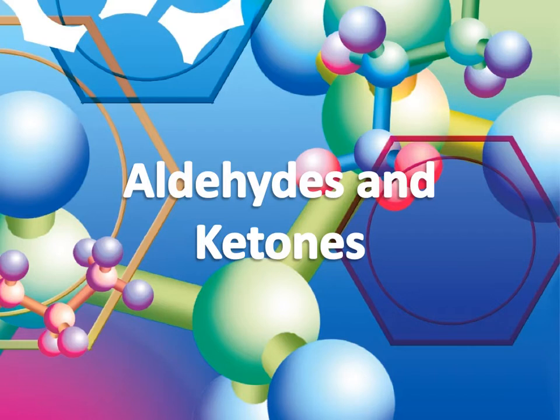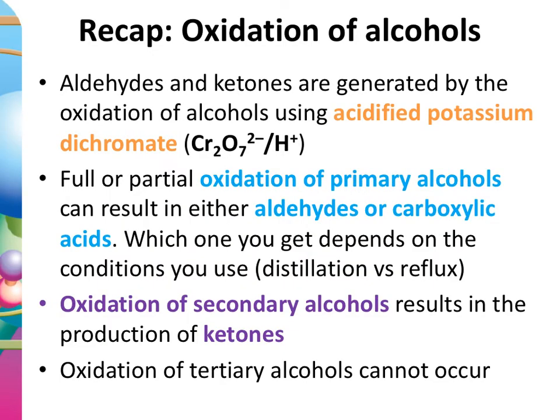And the first homologous series that we look at in the post-AS content is regarding those products, aldehydes and ketones now, and in the future we'll also be looking at carboxylic acids as well as their derivatives. So first of all, we're going to recap the oxidation of alcohols, because that's how we make aldehydes and ketones. If we have a primary alcohol, we can make an aldehyde, and if we have a secondary alcohol, we can make a ketone.